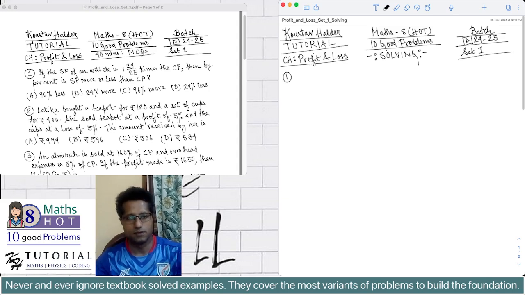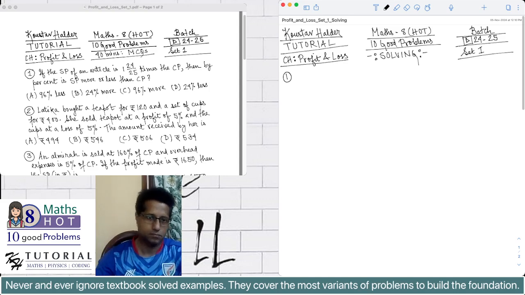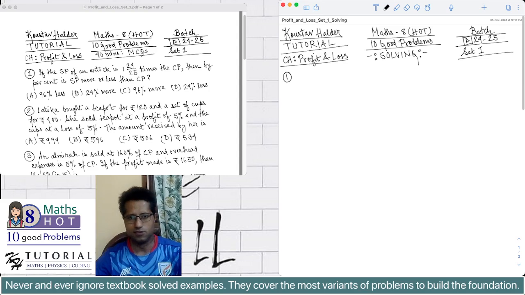Problem number 1 says: if the selling price of an article is 1 and 24 by 25 times the cost price, then by what percent is SP more or less than CP. Okay, so this is basically a very simple question based on fractions.